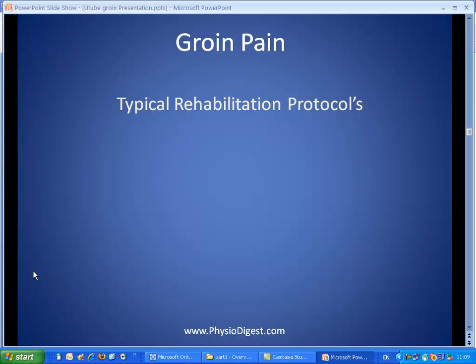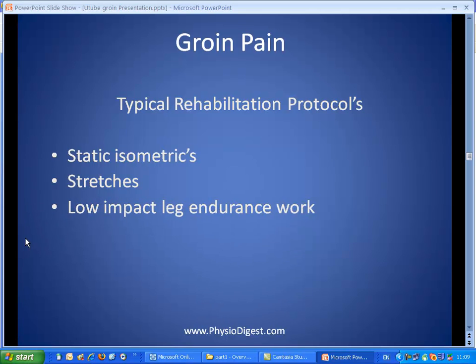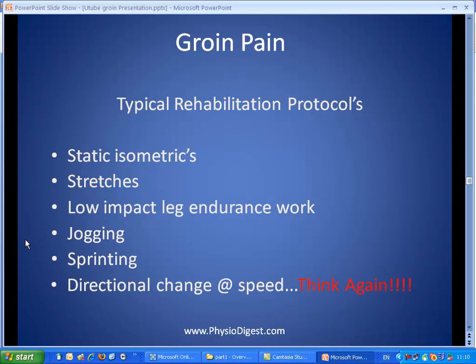Now, you may say, well, why go through this length of analysis for groin problems? Because we have well-established groin rehab protocols that involve isometric static muscle contractions, involving stretching protocols, and then progress through a sequence of loading from low-impact leg endurance work through to jogging, through to sprinting, higher intensities in straight line, and then looking at directional change.